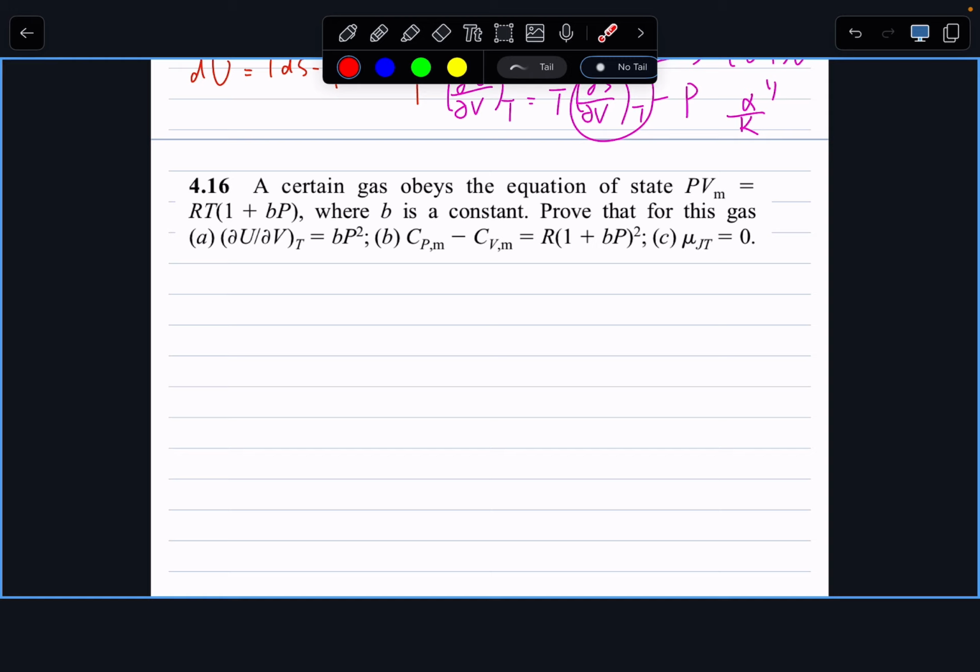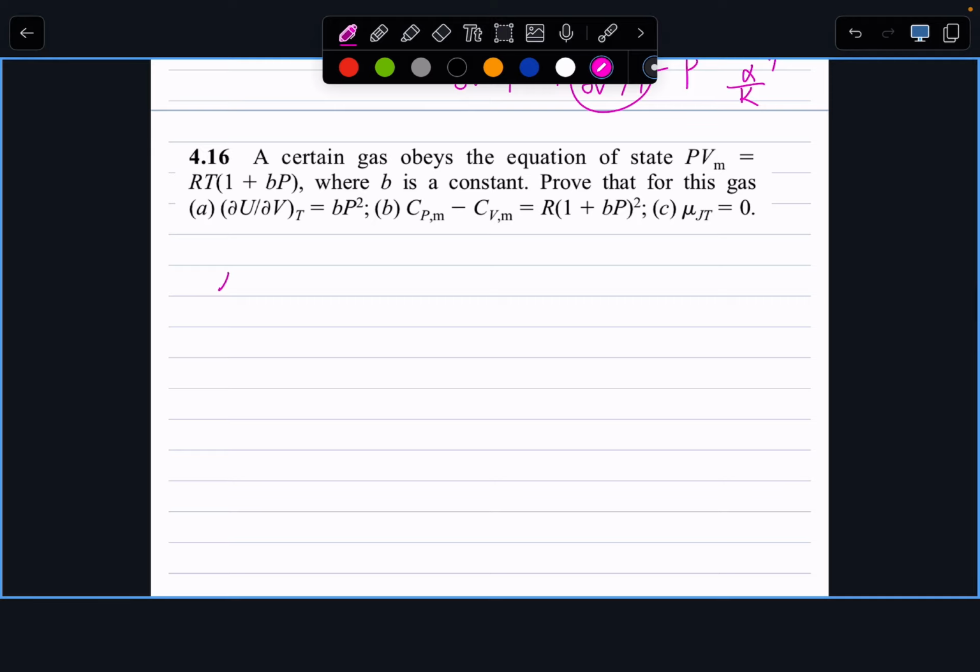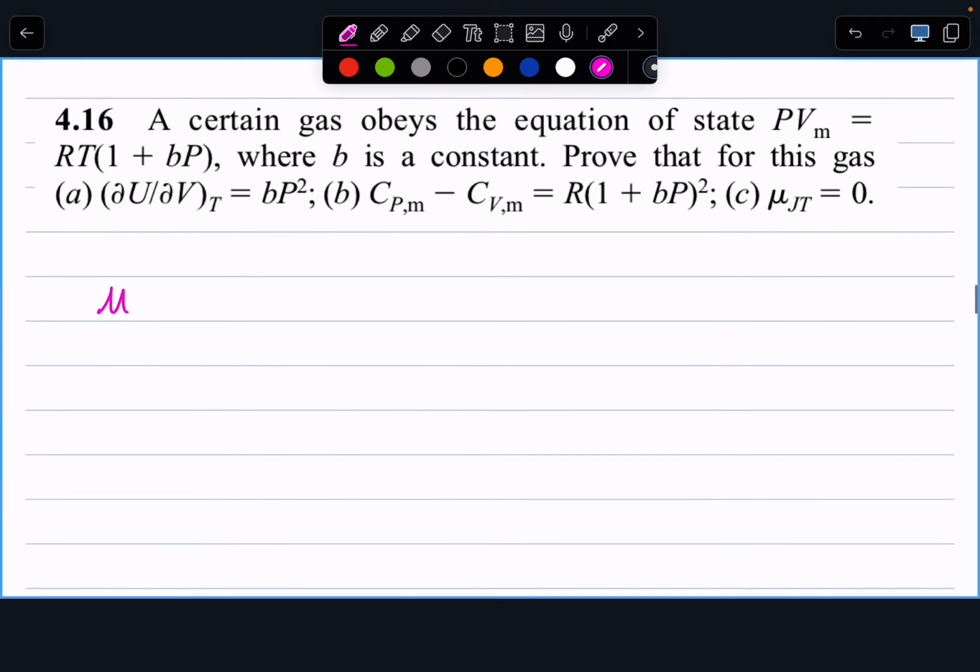I'm running very short on time, so I'm going to skip part B. You'll see my derivation with two different methods for part B, and both of them give us the same result. Part C is pretty straightforward, so we can do that together. So what is our part C? So we have mu JT, right? Remember, mu JT is our Joule-Thomson coefficient. So that's dT over dP at constant enthalpy.